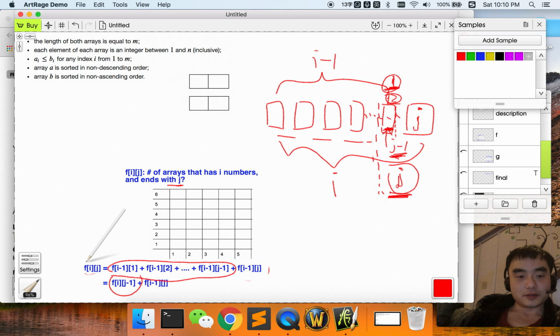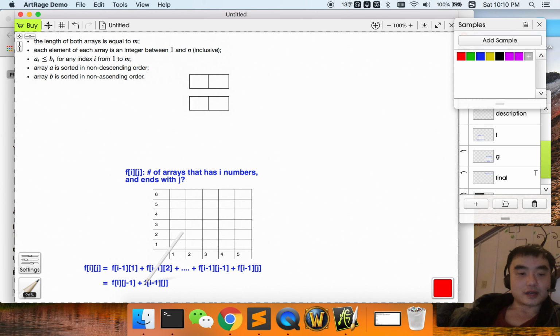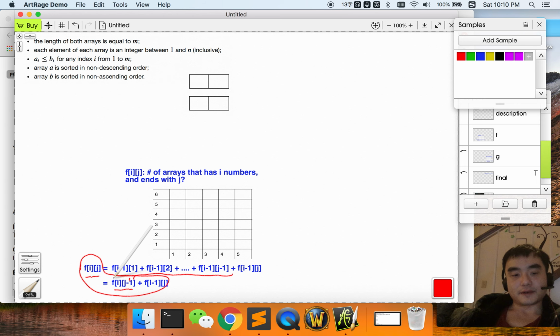Because we can take a look at this formula again. If we replace j with j minus 1, we got this guy, right? So that being said, this guy equals to this guy. So we can transform this part into this part. And the final formula is this guy, right? So Fij would be very easy to deduce from these two numbers, right?